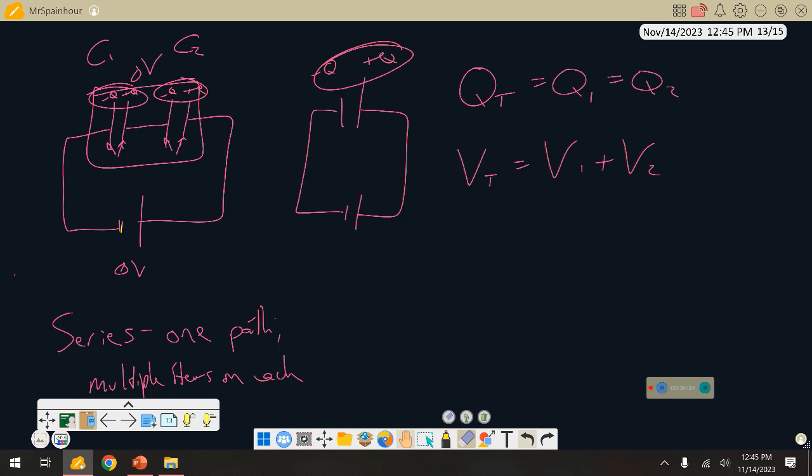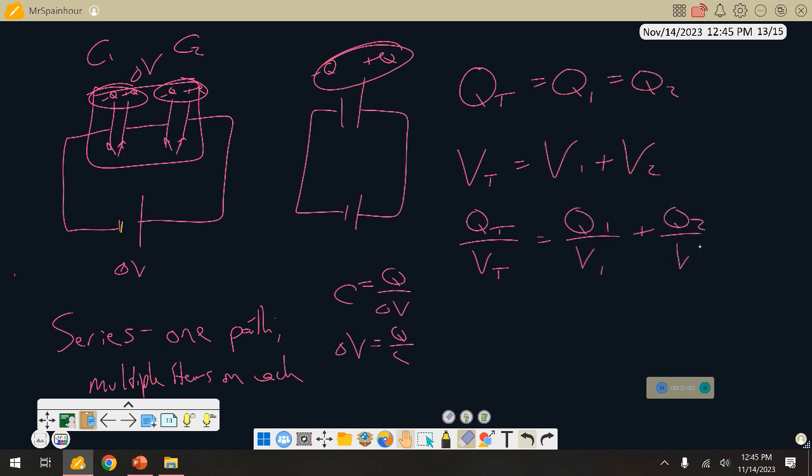Now, what effect that has is this. If I go back to this equation that we did earlier, and I do algebra on it, I get this. Delta V is equal to Q over C. We see this? Just basic algebra here. And now I'm going to plug in here. This is Q total over V total is equal to Q1 over V1 plus Q2 over V2.